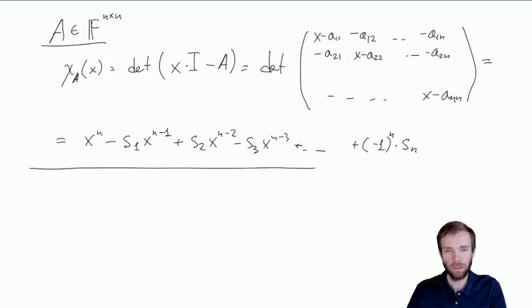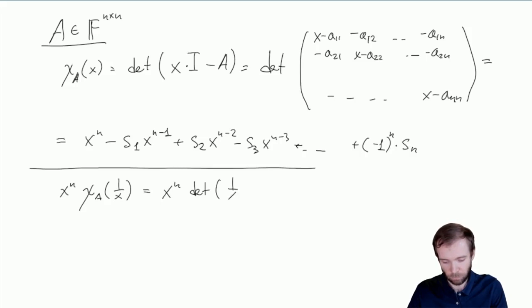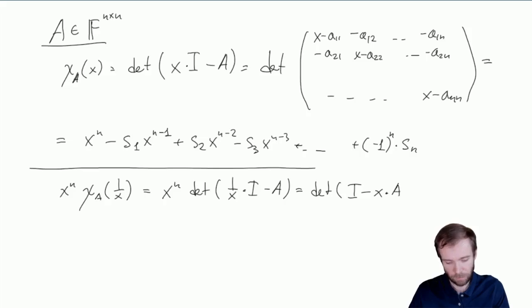It would be convenient for us to deal with a different polynomial, not the characteristic polynomial of a matrix, but rather the polynomial x to the power of n times chi A of 1 over x. That is x to the power of n times the determinant of 1 over x times the identity matrix minus A. And when we move x to the power of n into the determinant, the thing under the determinant is just multiplied by x. So this is the determinant of the identity matrix minus x times A.